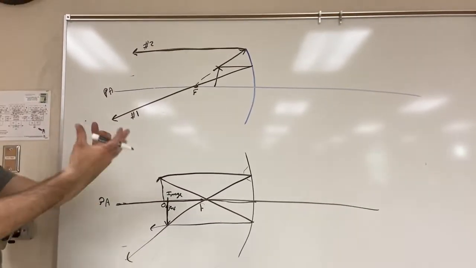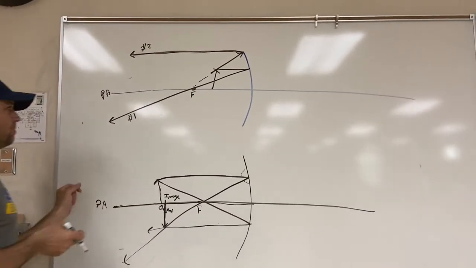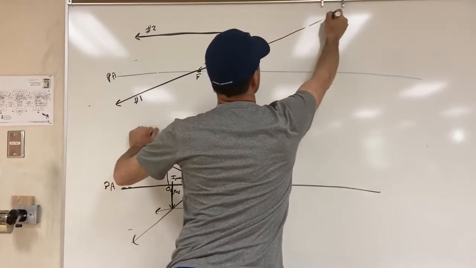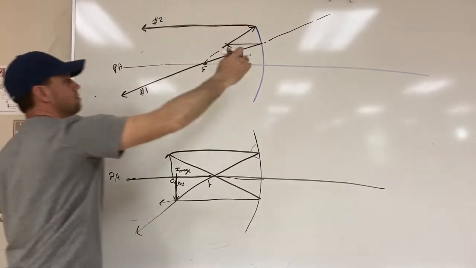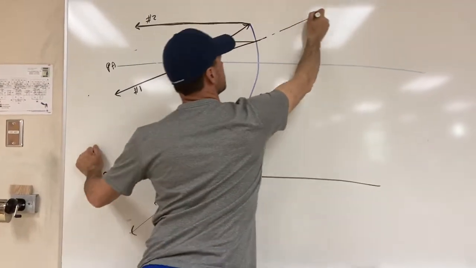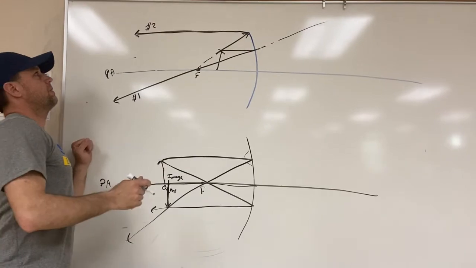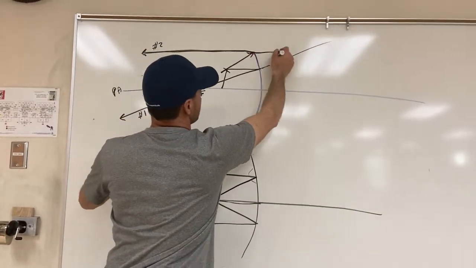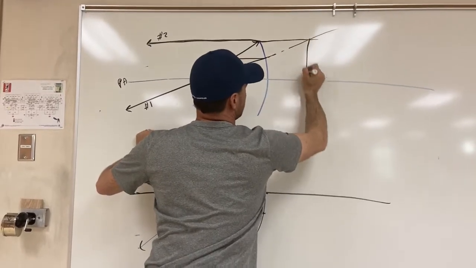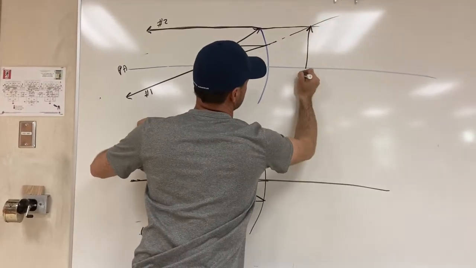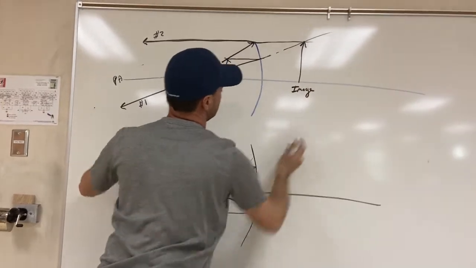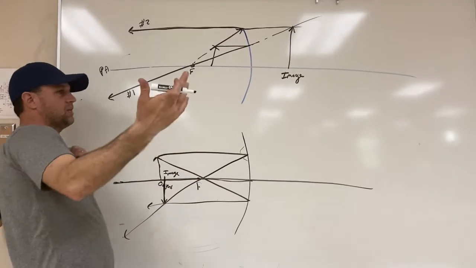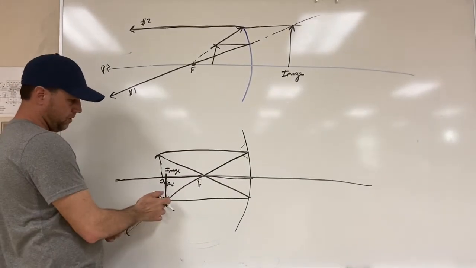So as they come back to me and hit my eyes, I say to ray number 1, where are you coming from? And it seems to be coming from the great beyond. And then I say to ray number 2, where are you coming from? And it seems to be coming from somewhere there. And so that is the image. Now that's virtual, because it's not on my side of the mirror. Light rays are not really converging like they were here. Light rays were coming together.